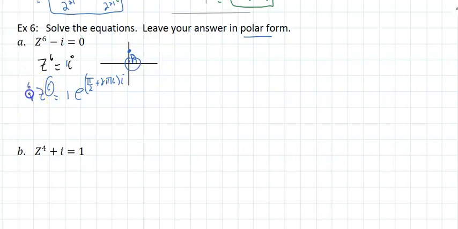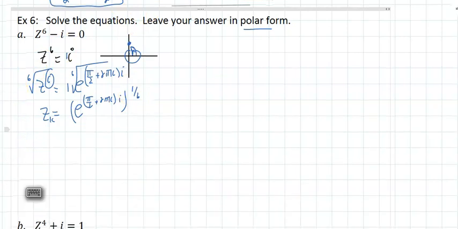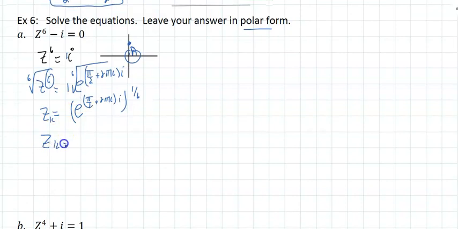So if you take the 6th root of both sides, you'll notice that z, we call it z sub k, equals e to the pi over 2 plus 2 pi k i, raised to the 1 over 6. And if I get myself a bit more space, I'll find z sub k to be e, and if you multiply those, that's pi over 12 plus 2 pi over 6 k i.